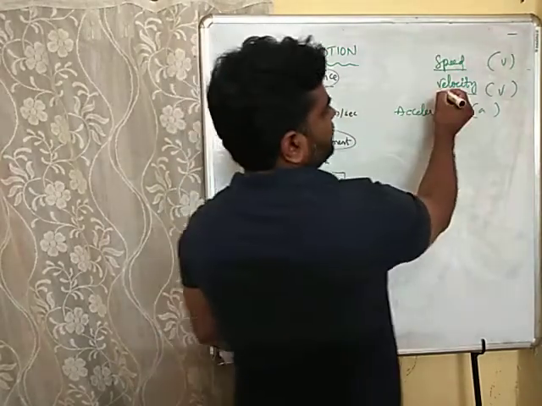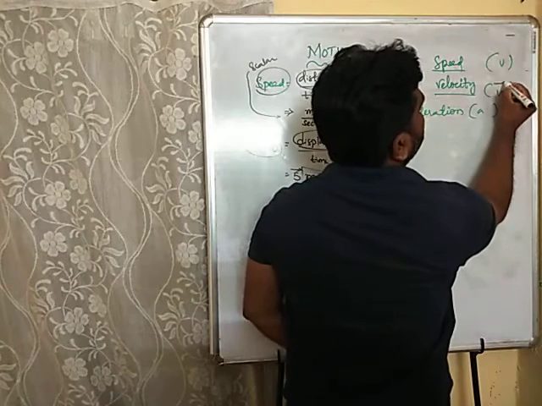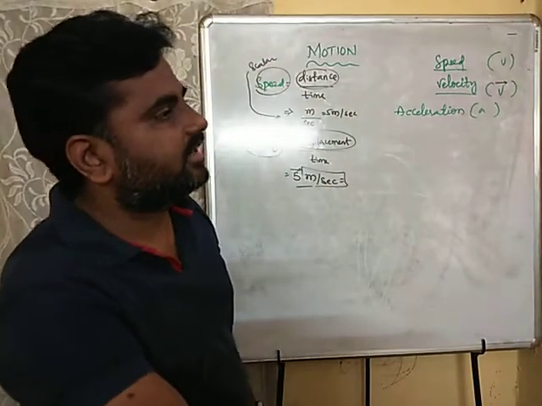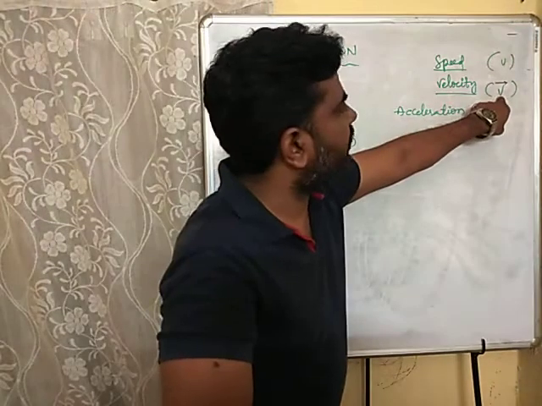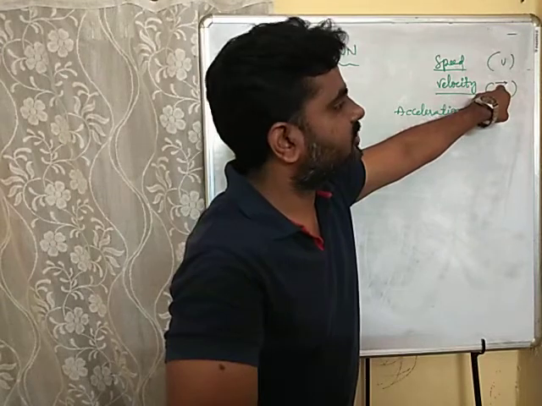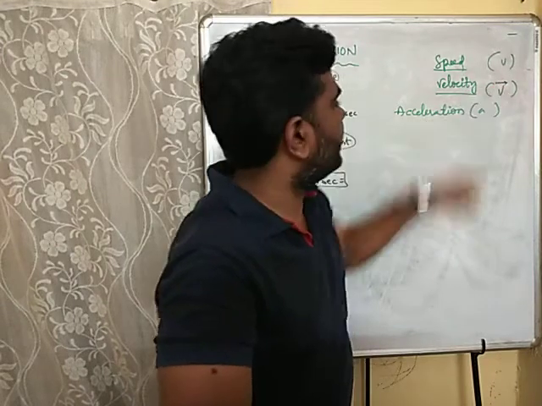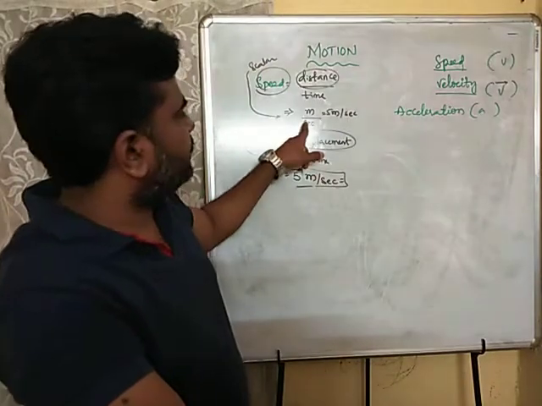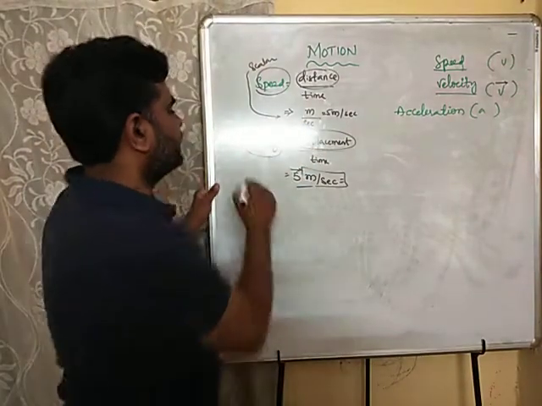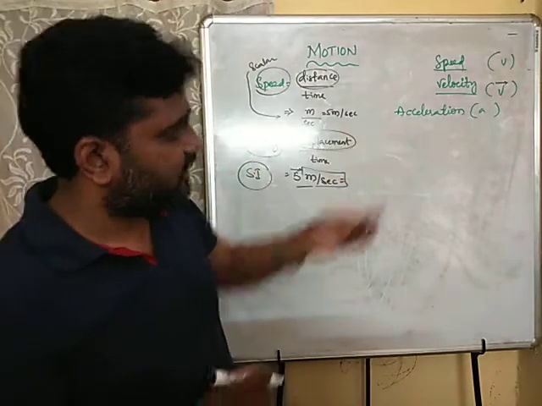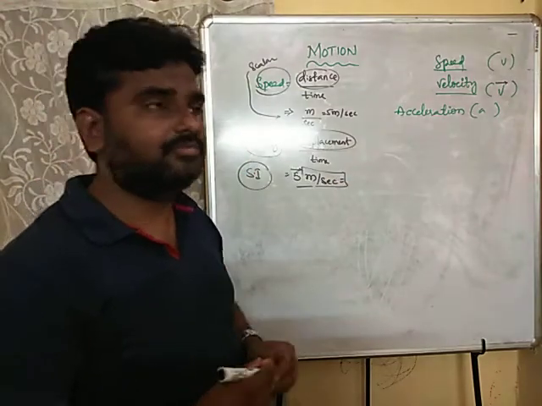Simply, if it is a vector quantity, there is a right side arrow mark on top of the alphabet. The arrow indicates direction, hence it is a vector quantity. So you know the units: meters per second and meters per second, these are the SI units. And I will explain acceleration and then wind up this class.